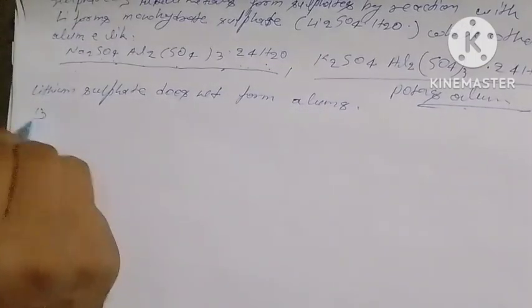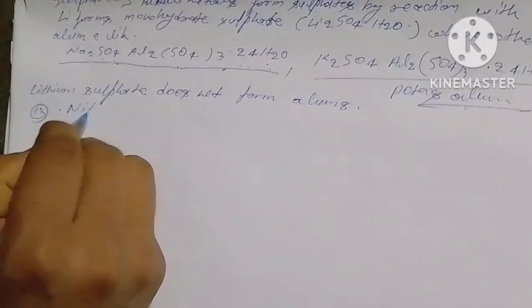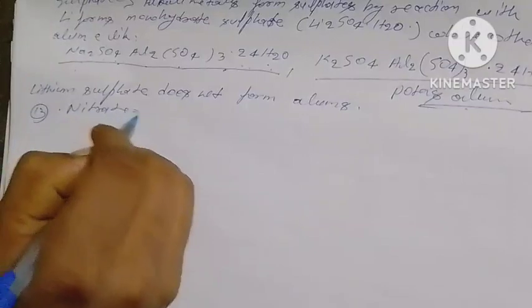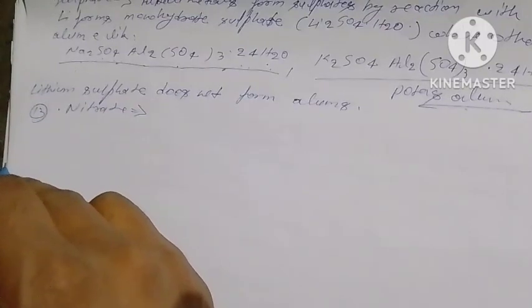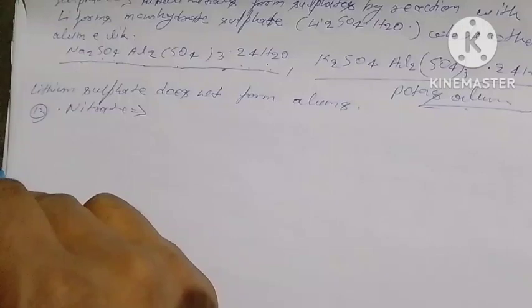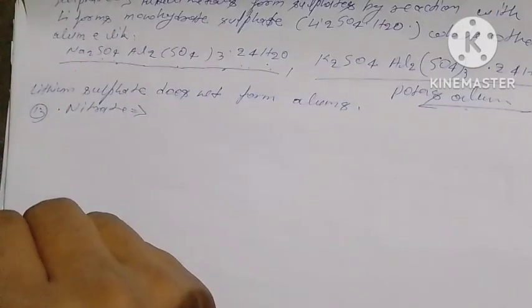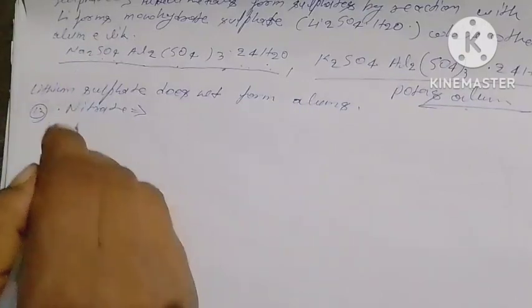Okay. 13th point, nitrates. All nitrates of alkali metals are soluble in water. Alkali metal nitrates are decomposed on heating, giving nitrites and oxygen.